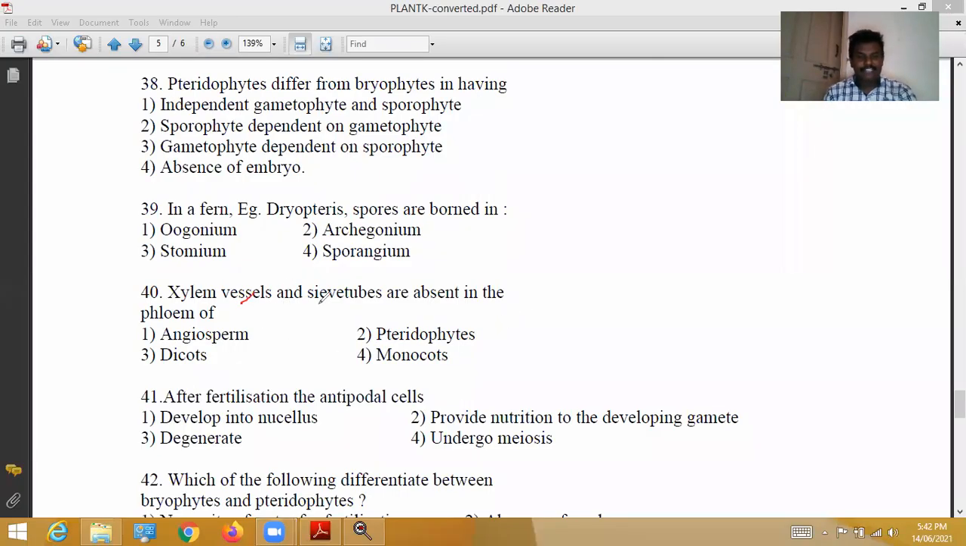Next bit, xylem vessels and sieve tubes are absent in phloem of... Generally, xylem vessels are present in xylem, and sieve tubes are generally present in phloem. So these are absent in the phloem of angiosperms? Actually, xylem vessels and sieve tubes in angiosperms are well developed. So they have asked absent.